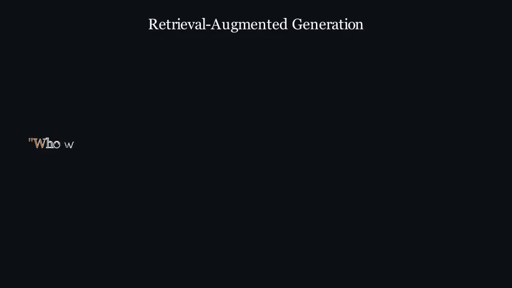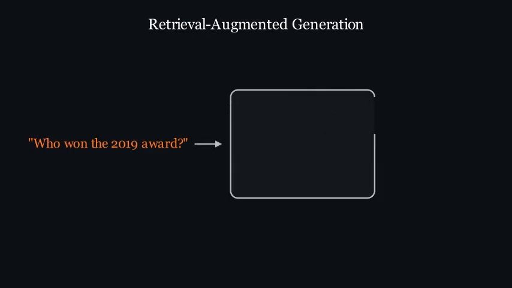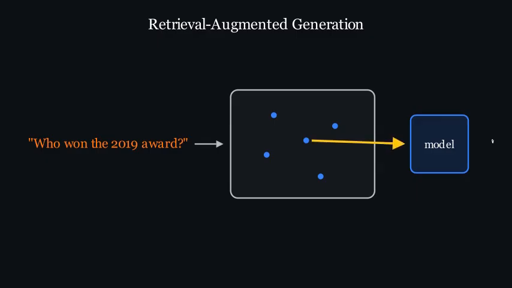One practical fix for hallucination: don't rely purely on what the model memorized. Instead, search a database of real documents for relevant facts and hand those to the model alongside the question. This is called retrieval-augmented generation, and it grounds the model's answer in actual retrieved evidence.